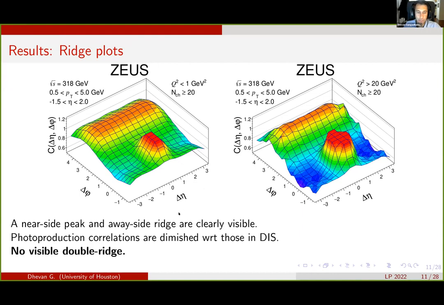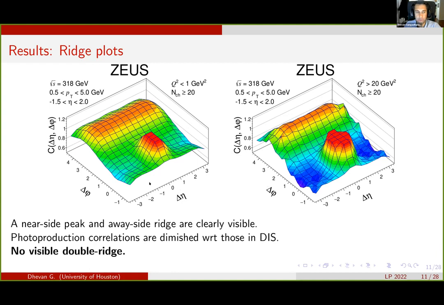You see the near side peak, that's like a jet peak, that's there clearly in both. You see the away side ridge, which is also interpreted as an away side jet, but which is smeared because the axis fluctuates longitudinally event by event. But you don't see a near side ridge in either case here.